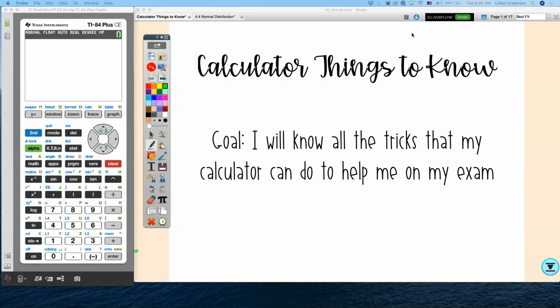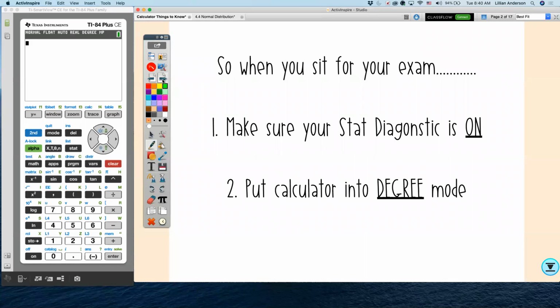The things you need to know how to do on your calculator, that's what we were talking about today. When you sit for your exam, I've said it for the last 2 years, your calculator is going to be reset. That means it's going to be back to its factory settings, meaning that your stat diagnostic is going to be off and your calculator is going to be back in radian mode.